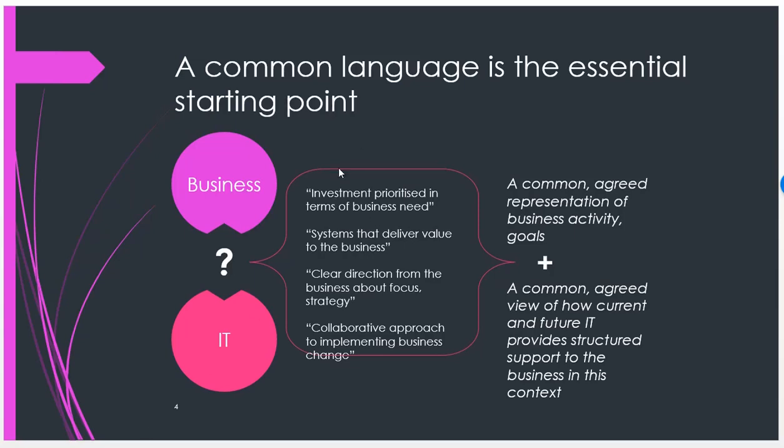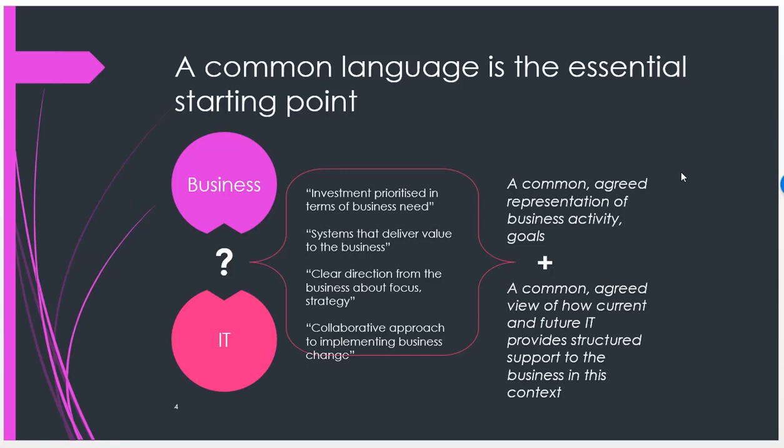So when all these issues are well taken care of between the business and the IT, and all of them are agreeing on that, then you'll find that there'll be a common representation of business activities and goals between the business side and the IT side, as well as a common and agreed view of how the IT infrastructure or IT services will be delivered to provide structured support to the business in this context. So the IT side will understand the business goals and activities, whilst the business side will understand how IT is going to provide them with support to achieve all their business goals. So that's all we can say about IT business alignment for now.